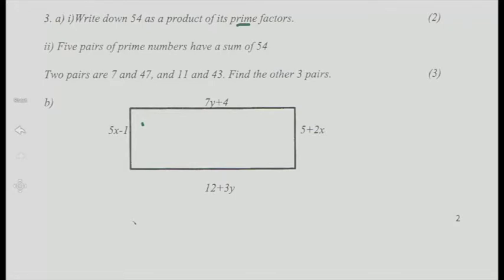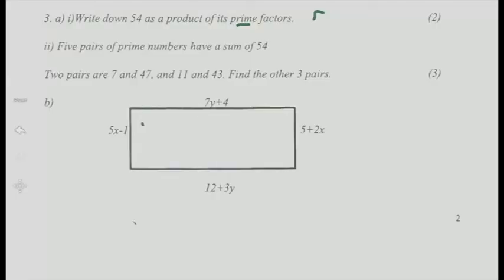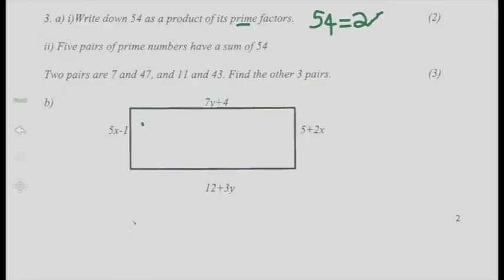Remember that a prime number is a number that is divisible only by 1 and itself. So we have 54 as a product of its prime factors. And remember that 1 is not a prime number. So the least prime number we have is 2. So it's 2 times what to give us 54? It's 2 times 27. 2 times 27 will give us 54.